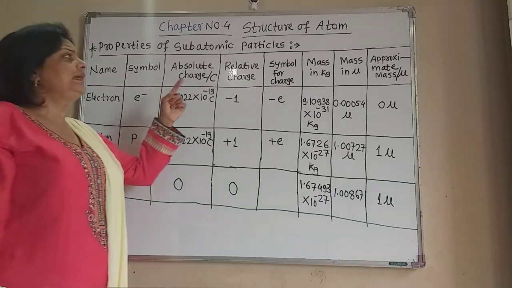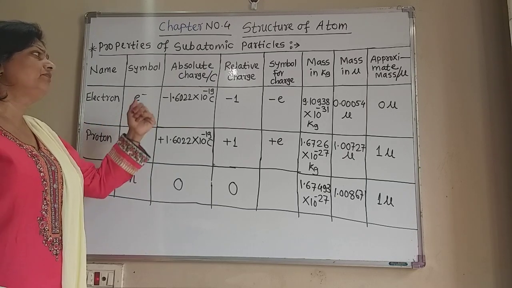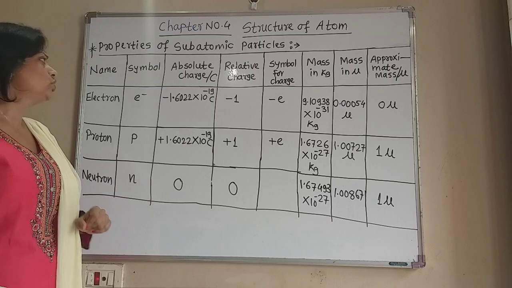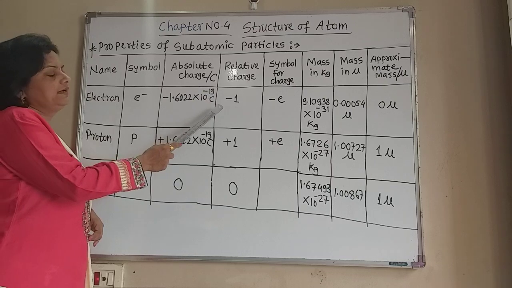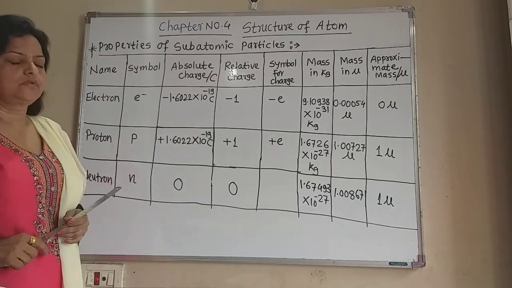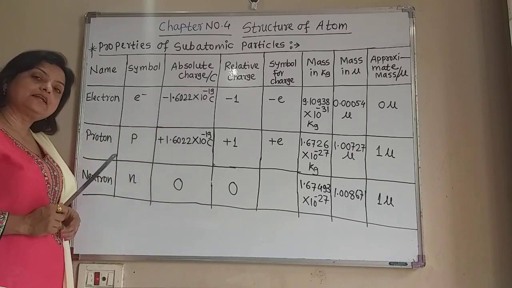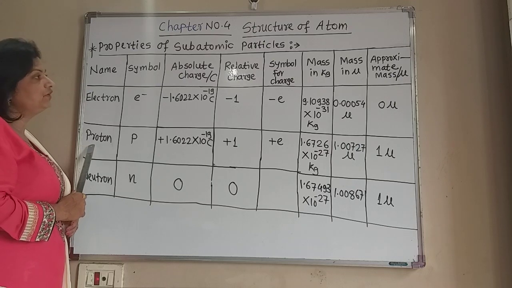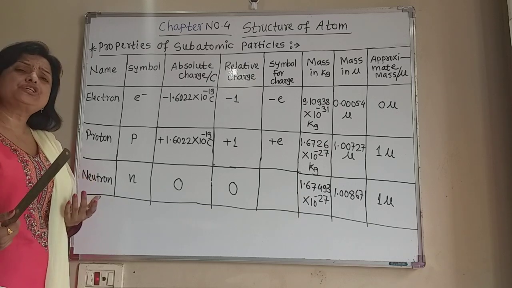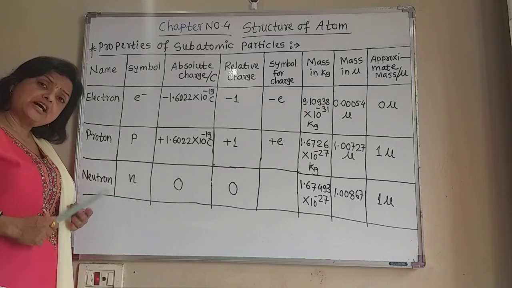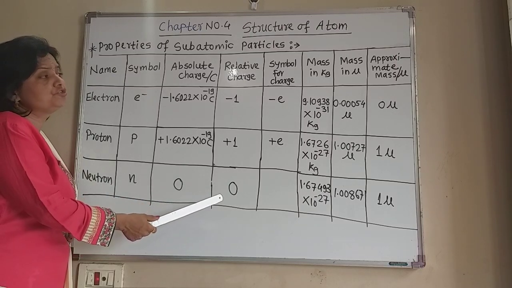Now see the relative charge again. The charges in coulombs are very negligible charges, so the relative charge of the electron is taken as minus 1. Similarly, as protons are positive particles, the relative charge of the proton is taken as plus 1. There is no charge on the neutron. It is a chargeless, neutral subatomic particle, so the charge given here is 0.